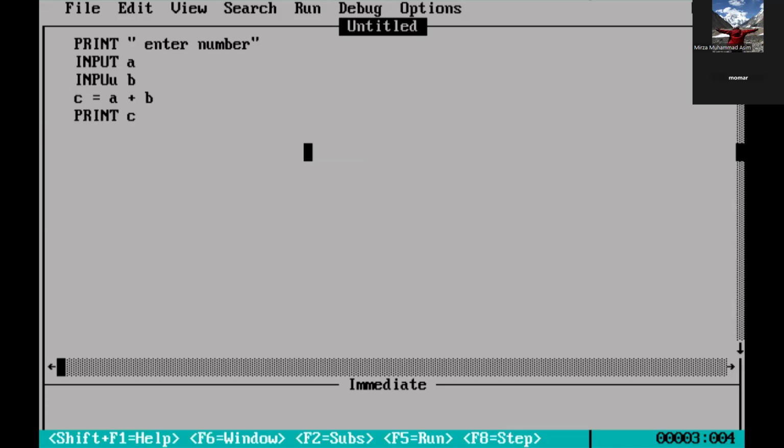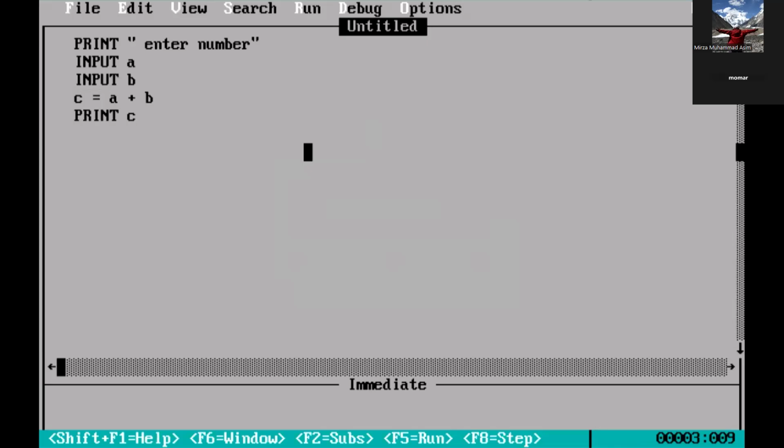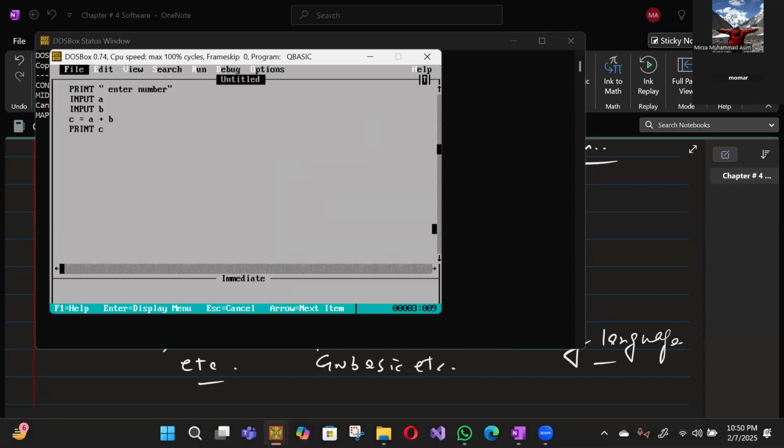So the interpreter translates or converts the English language statements or commands into binary line by line. I think you are sleeping, Umar. Are you good now? Okay, so the interpreter is used in QBasic and GW Basic.